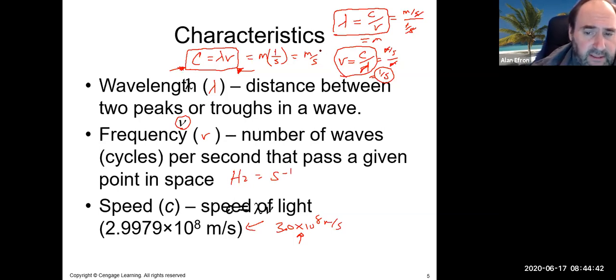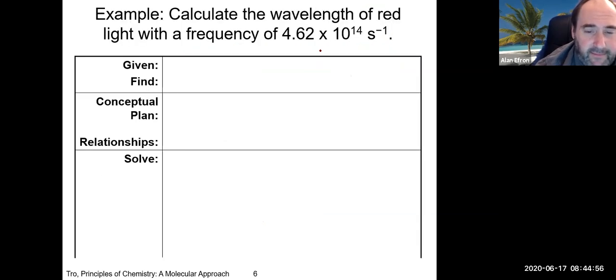Knowing how to rearrange it allows you to solve for any of those three things, the wavelength or the frequency, and obviously the speed of light you're given. Any questions on that? All right. So now that we actually have the formula here, let's try an example. Why don't you give it a go?